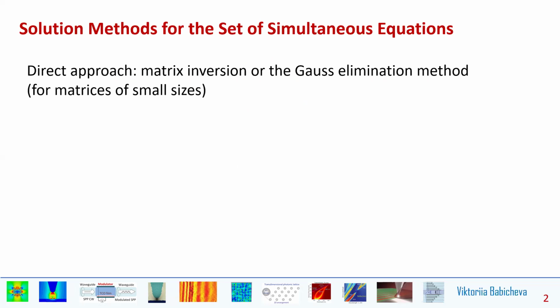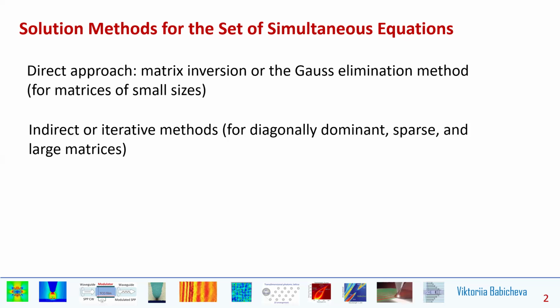For matrices of small sizes, one can solve the problem using a direct approach in the form of matrix inversion or using the Gauss elimination method. Indirect or iterative methods are more efficient for matrices that are diagonally dominant, sparse, and large. Using an iterative method, a first approximation is used to calculate a second approximation, which in turn is used to calculate the third approximation, and so on until a specific tolerance is attained.